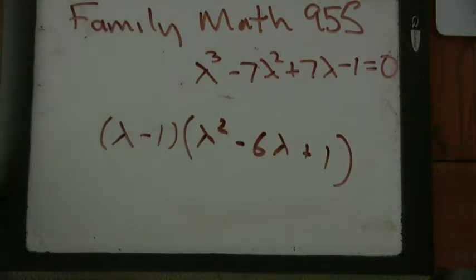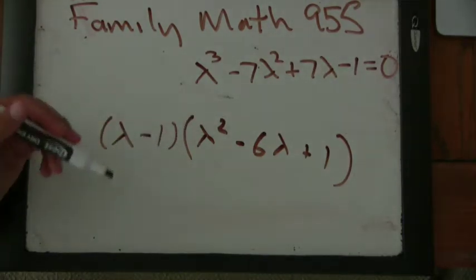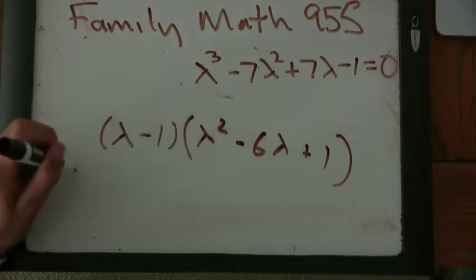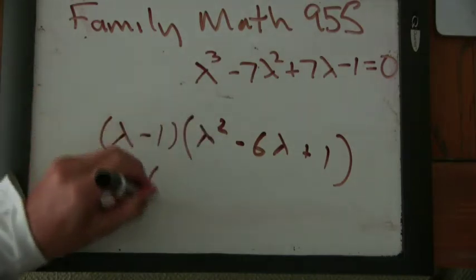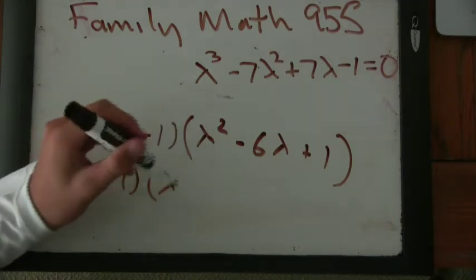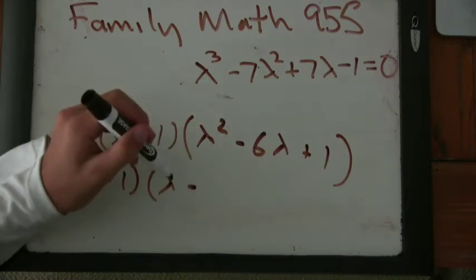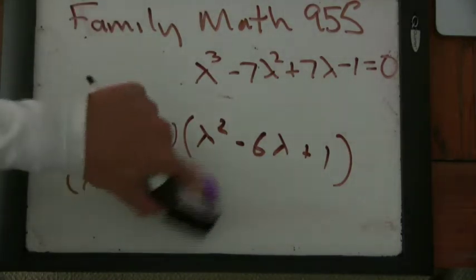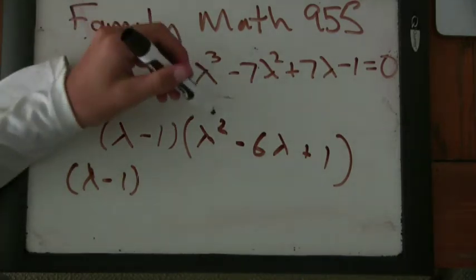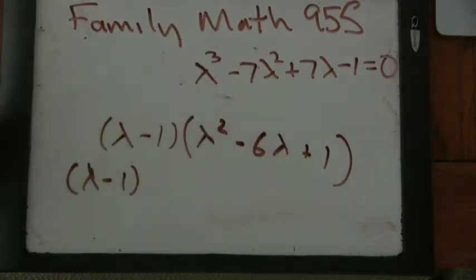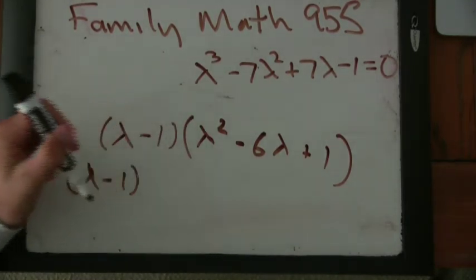Okay, nice. And what's nice about this? Well, we know how to solve this quadratic. Okay. So this is going to immediately factor. So you can say it's lambda minus 1 times lambda minus, actually no, it's not. Let's see. We're going to have to use the quadratic formula here. Okay, fine.